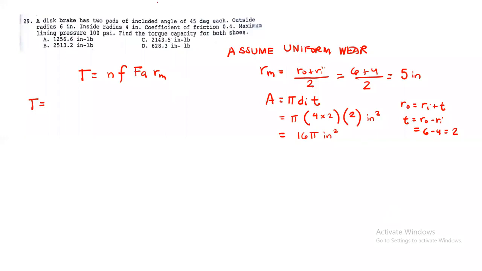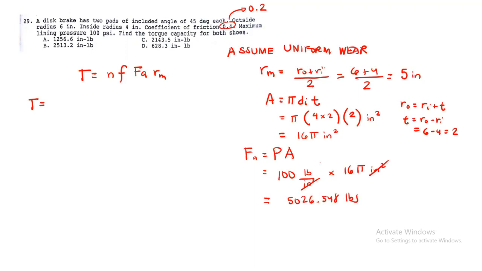Guys, we have a correction here. The coefficient of friction should be 0.2, not 0.4. Now get the force. Force FA is equal to pressure times area. The pressure is 100 PSI, pounds per inch squared, times the area of 16 pi inches squared. The inches squared cancel. 100 times 16 pi is 5,026.548 pounds. We substitute it into the main formula.